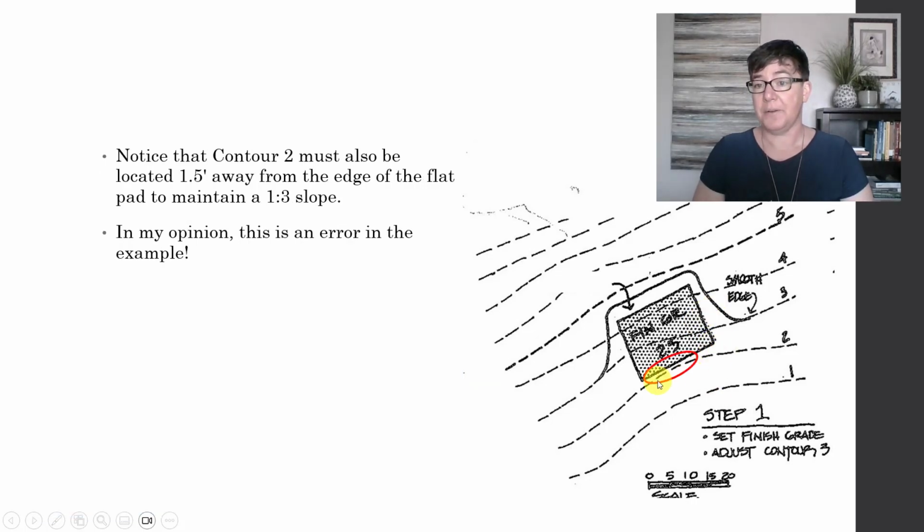Notice on the other side, this finished grade of 2.5 and this contour of 2 also have to be 1.5 feet away in order to maintain a 1 in 3 slope in here. In my opinion, this is an error in this particular example. They've got their flat pad a little bit too close to contour number 2. So you have to be mindful of both directions, uphill and downhill.